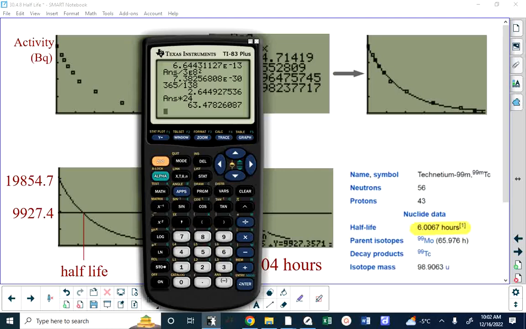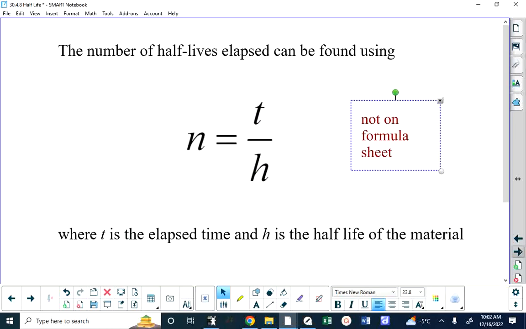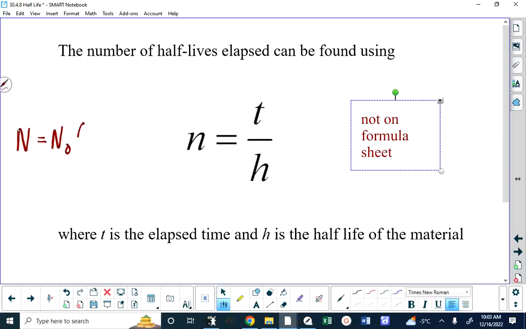Okay. All right, let's do a few calculations. One of the things that's not on your formula sheet that you need to be able to cope with is, since this is the physics formula we use for half-life, and I like to write 0.5, and little n is the number of half-lives, you need a way to determine the number of half-lives.